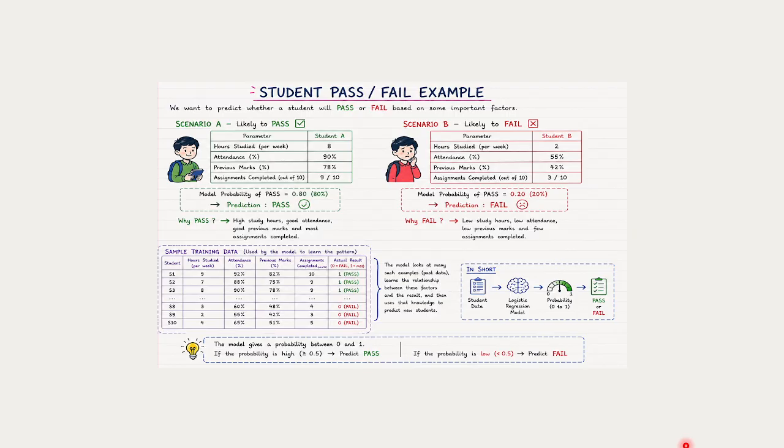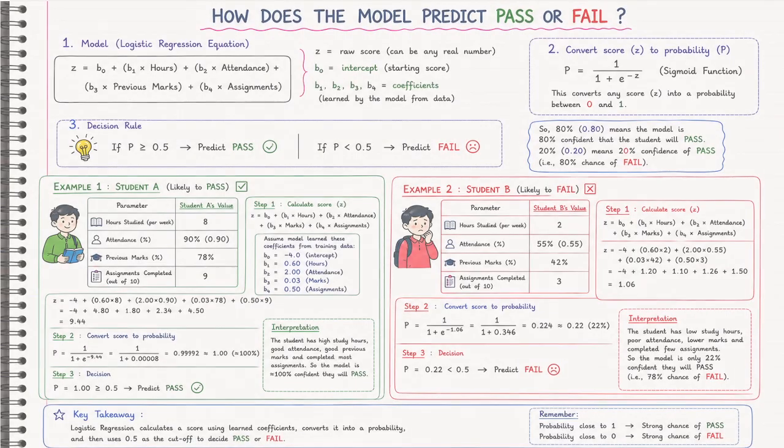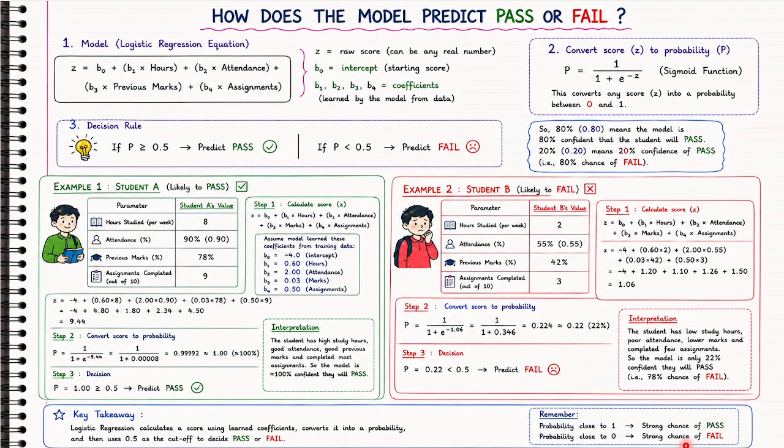So this is a simple example of how a logistic regression model makes a prediction using previous data. Now let's continue with the same example and understand it in more detail with maths. Now we will actually see how the model makes the prediction, how it performs the calculation, and what formula it uses. We will understand all of this using the same example. Okay, so let's start.